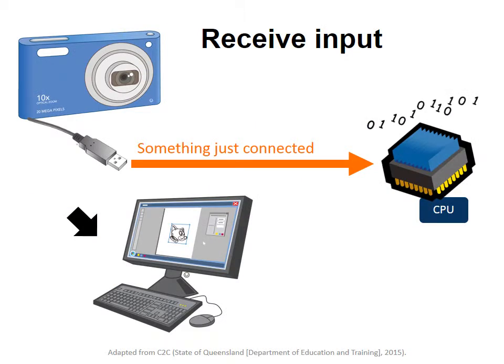When you connect the camera to the computer with a cable, a message is sent to the CPU, the Central Processing Unit. The CPU looks at the message and sees that a camera has been connected. The message is sent in binary codes because this is the language the CPU uses to communicate inside the computer.